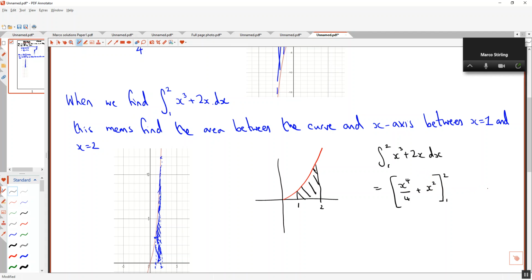Yes, Jesse? Is it always between x equals 1 and x equals 2? No, these numbers could be anything. So it's just between the top number and the bottom. Yeah. This could be like 10 and 100.